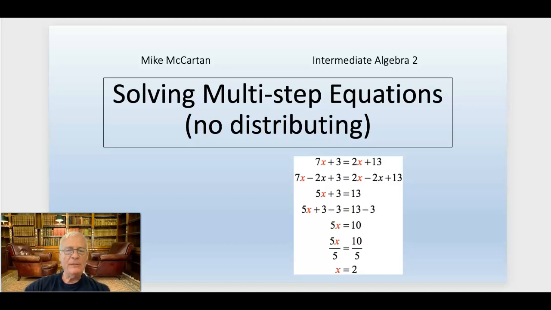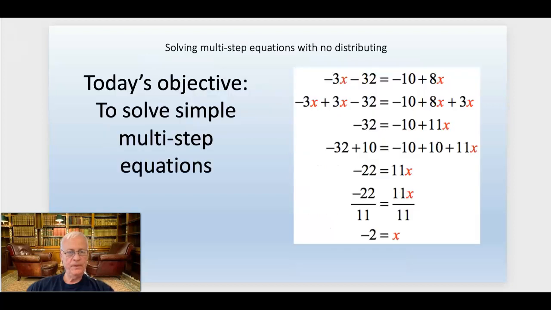Today we're going to look at solving multi-step equations. But we're going to save the distributing for tomorrow. So today it's the simple multi-step equations, we'll call it. Again, today's objective is to solve simple multi-step equations. An equation like this over here: we've got a negative 3x on this side and an 8x on this side. You've got to put them together. And the negative 32 and the negative 10, you've got to put them together too.